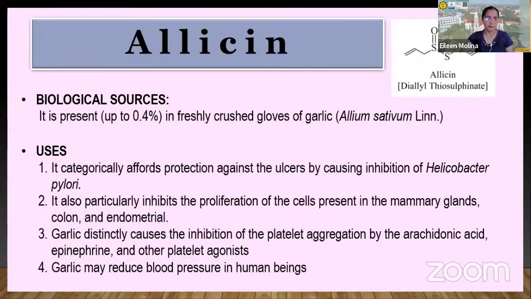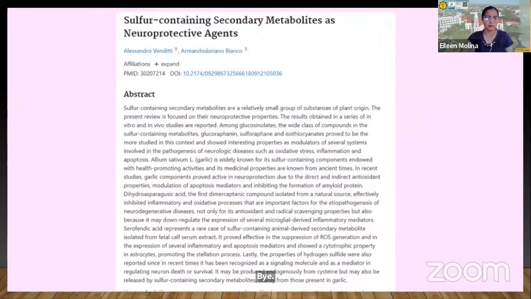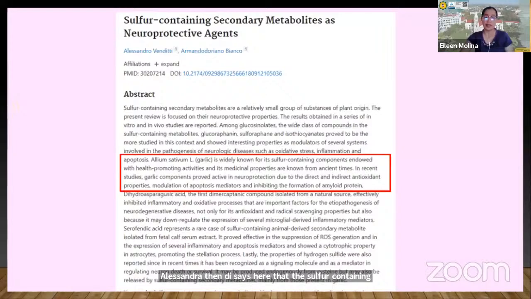By Alessandro Vendini. It says here that the sulfur-containing secondary metabolites could act as neuroprotective agents, particularly the allicin found in garlic. The glutathione, on the other hand, is used in the prevention of cardiovascular diseases, acting as an antioxidant.